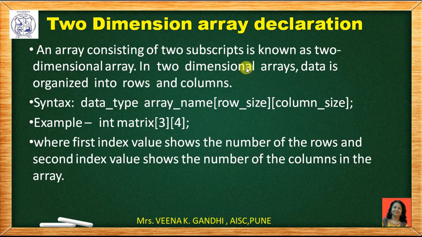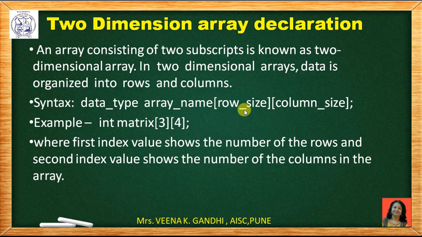Now how to declare a 2-dimension array? An array consisting of 2 subscripts is known as a 2-dimension array. In a 2-dimension array, data is organized into row and column format, as a tabular format. In syntax, first declare the data type, then the array name, then in square brackets specify the row size and column size. Now type can be anything: int, float, char, like that. Array name should be a valid identifier name. Row size, the first dimension, indicates the number of rows in a 2D array, and column size is the number of columns in a 2D array.